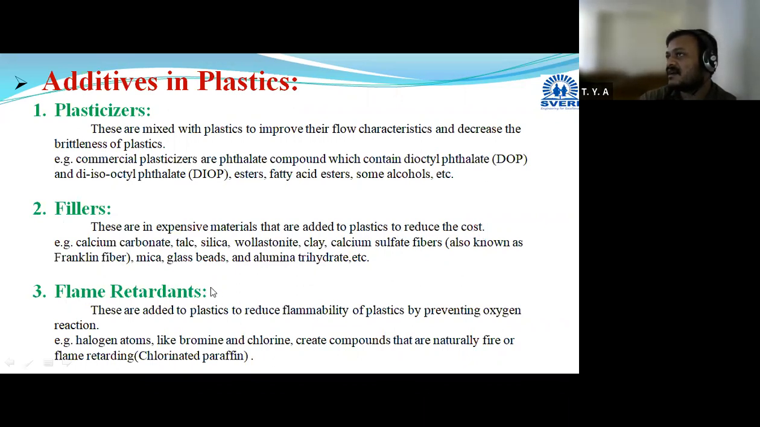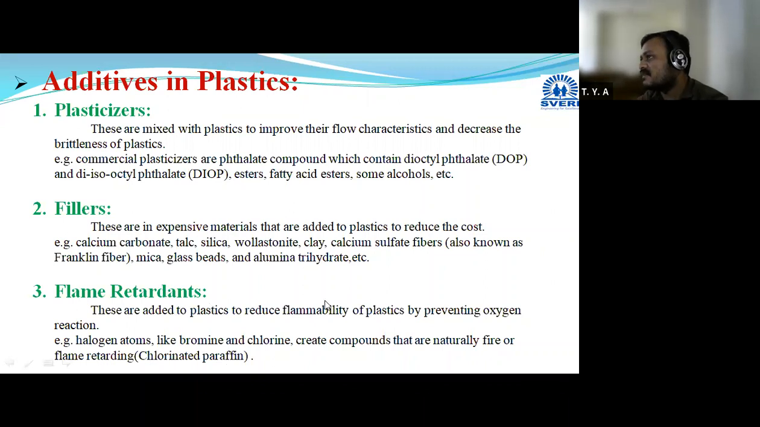Then the flame retardants. This is the third additive. From the name itself, you can try to remember. Filler means we are adding extra material to reduce the cost. Then flame retardants. Retard means reducing. Here we are reducing the flame, meaning the flammability of the plastic material is reduced. These are added to plastics to reduce flammability by preventing oxygen reaction.